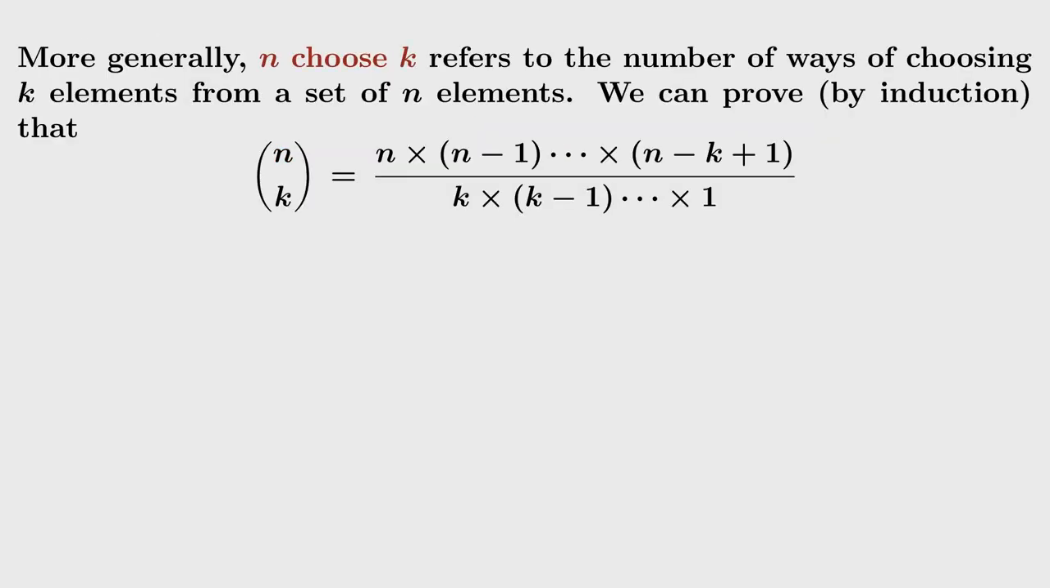More generally, n choose k refers to the number of ways of choosing k elements from a set of n elements. We can prove by induction that n choose k is given by a certain formula. In the numerator you find the product of the integers n, n minus 1, all the way down to n minus k plus 1, and in the denominator you find the product of the first k integers.